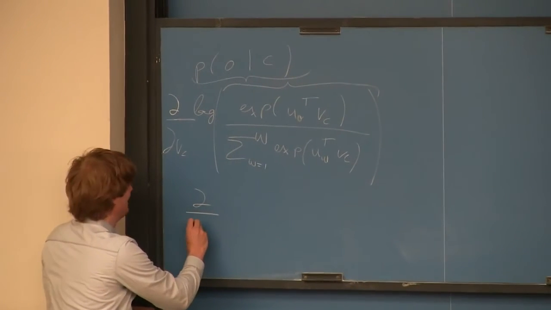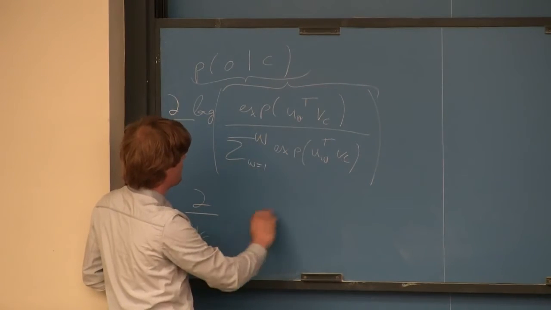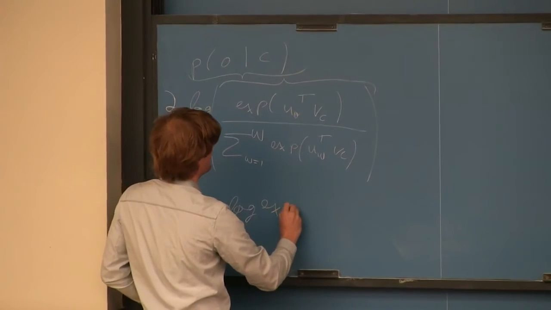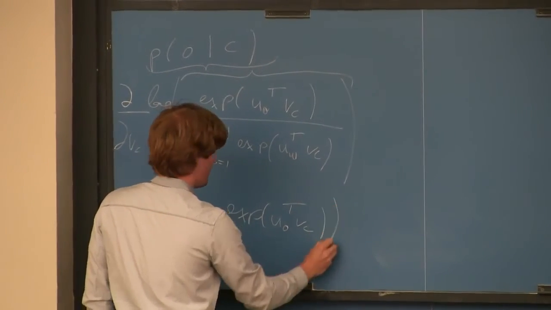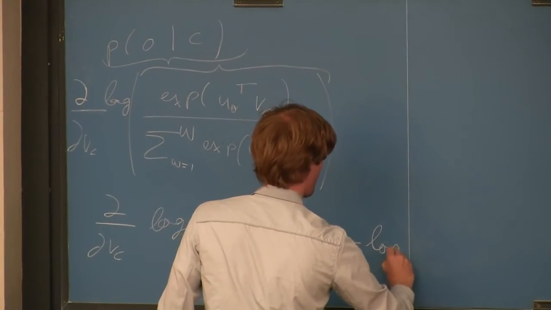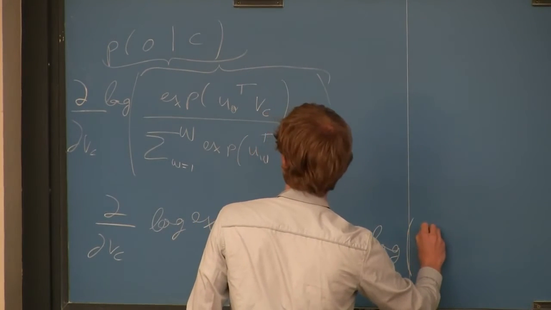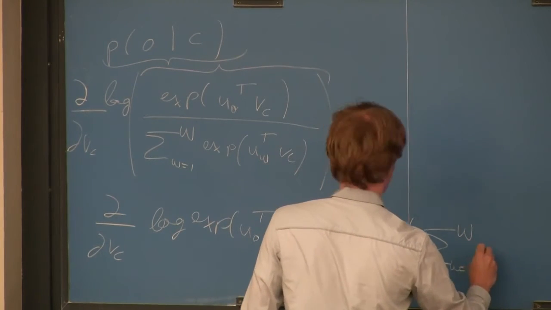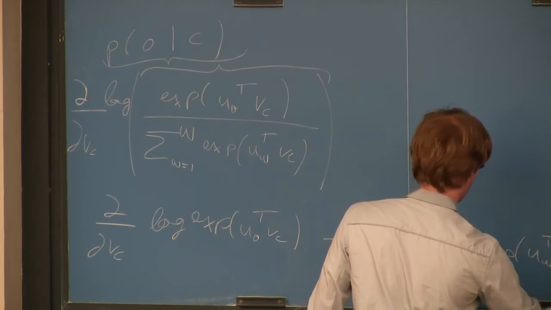Subtract the denominator. Exactly. So we know that log of a divided by b is log of a minus log of b. So let's write that out. So that is the log of the exponent of u_o transpose times v_c, minus the log of the sum over w equals 1 to W of the exponent of u_w transposed v_c.